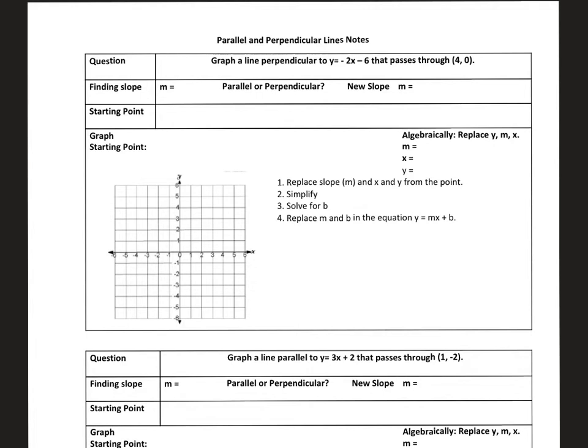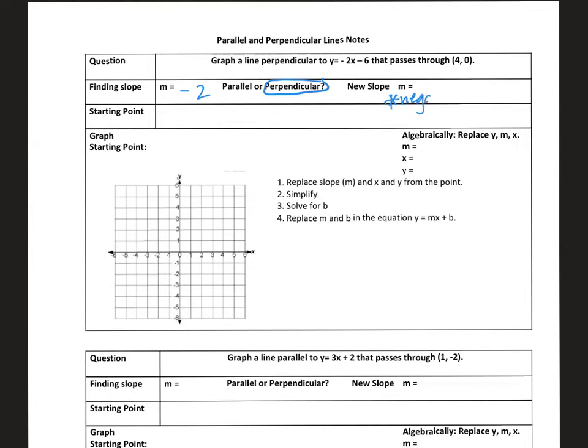So we are going to graph a line perpendicular to y equals negative 2x minus 6 that passes through (4, 0). So the slope that is given is negative 2, and we are going to graph a line that is perpendicular. So our new slope, our slope for this perpendicular line, needs to be the negative inverse.